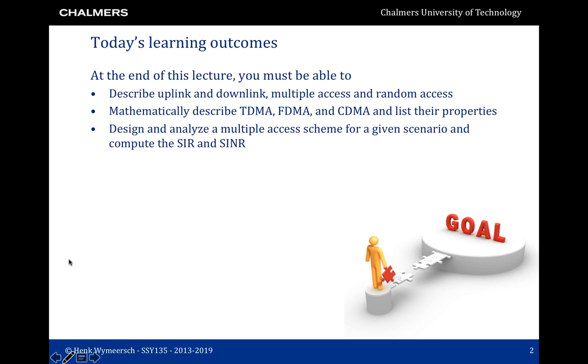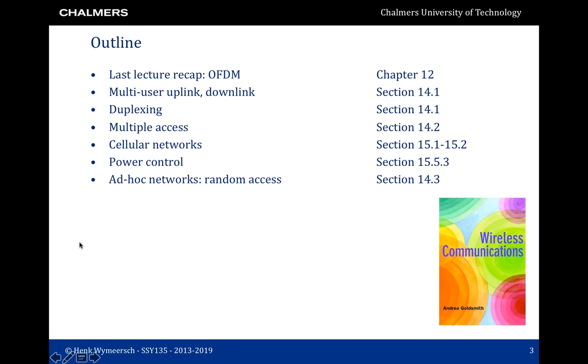In this lecture, we will learn about multi-user communication, about uplink, downlink, multiple access, and random access. We will discuss TDMA, FDMA, and CDMA. We will also design and analyze multiple access schemes for given scenarios to meet certain SIR and SINR requirements. We will cover several chapters, or at least parts of several chapters of the book, as shown in this slide.